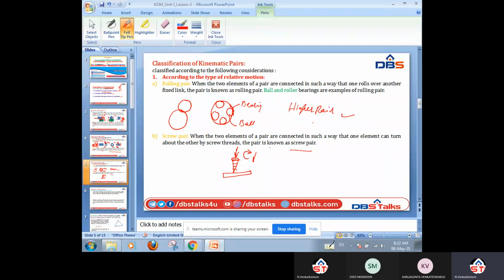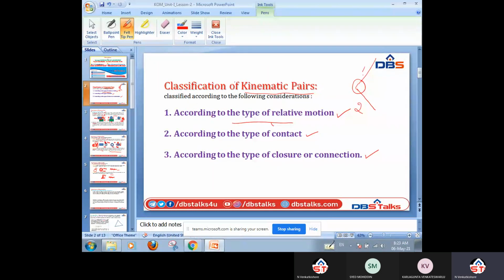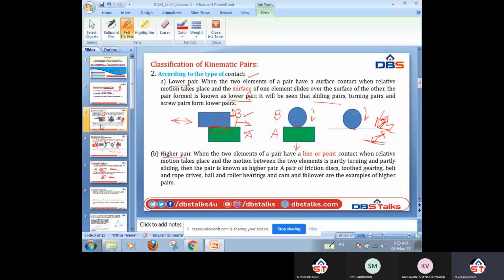Here also, what is the contact? Here also it is a point contact only. So this is called a higher pair. This is also a higher pair. So what is the classification of kinematic pairs? One is the type of contact. Contact is either surface contact, point contact or line contact. Whenever it is a line contact or point contact, we call it a higher pair. Whenever the condition is surface, we call it a lower pair.